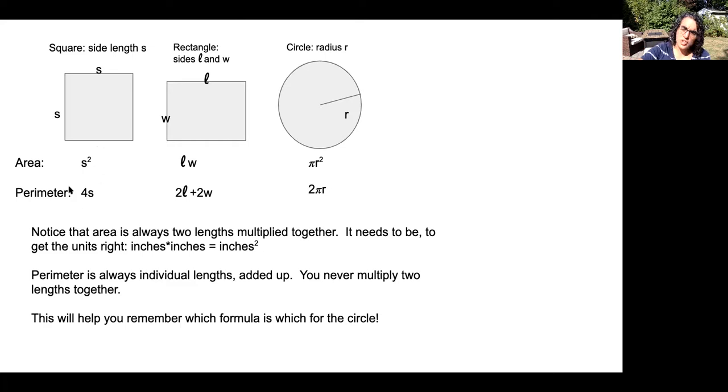Perimeter, on the other hand, is just a length. And all of the perimeter formulas just involve single lengths. You might add them up, 2L plus 2W. You might multiply them by constants like 2 or 2 pi, but you never multiply two lengths together. And to some extent, understanding this can help you remember which of the two formulas for a circle is which.